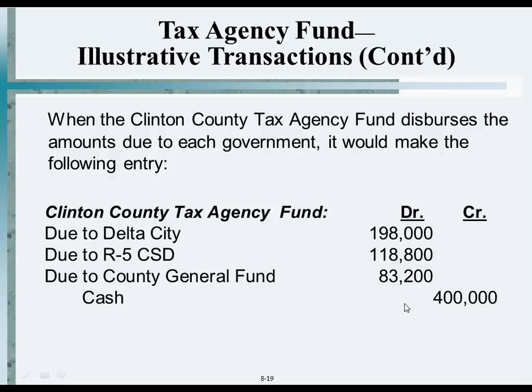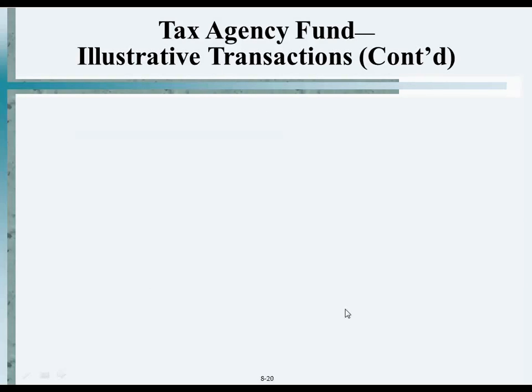What you'll notice is every transaction in agency fund affects an asset and a liability. So if your asset goes up, what happens to your liability? Goes up, right? And same thing with that. So all transactions will impact either an asset or a liability account. Again, you can follow this through.